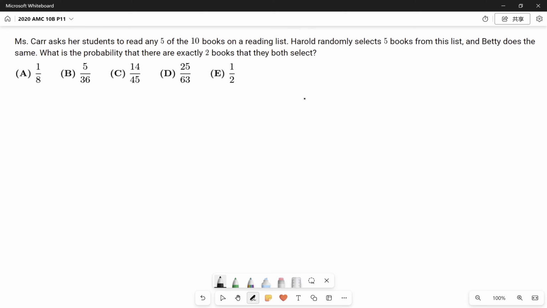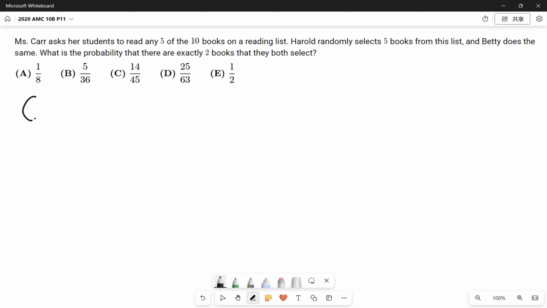Okay, so this problem might seem a little complicated at first because you're going to be like, okay, I have to figure out how many ways Harold can select 5 books, and how many ways there are for 2 of the 5 books to be ones Harold and Betty have in common, and how many combinations Betty's books from the book list can be. Okay, so let's just do that.